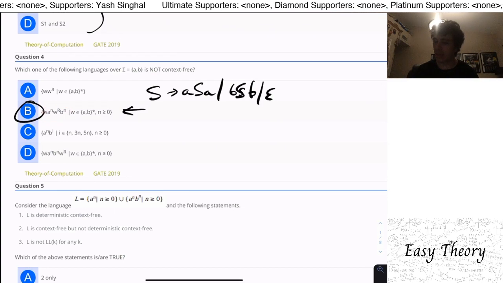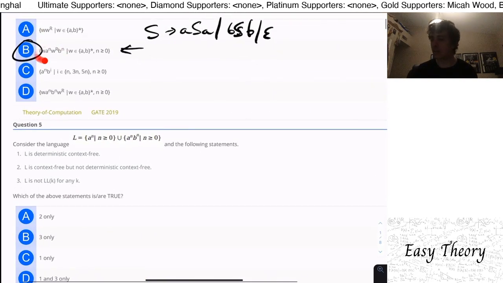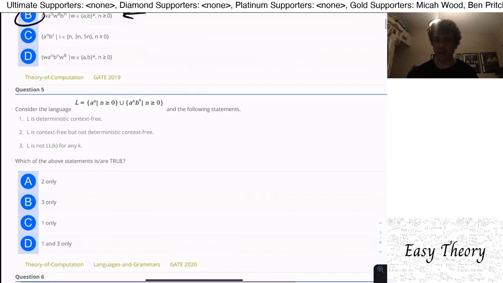Whereas this one you can't, because the a to the n and the b to the n parts are far apart from each other. And you can actually prove that that one's not context-free. I think we did a video on that before.